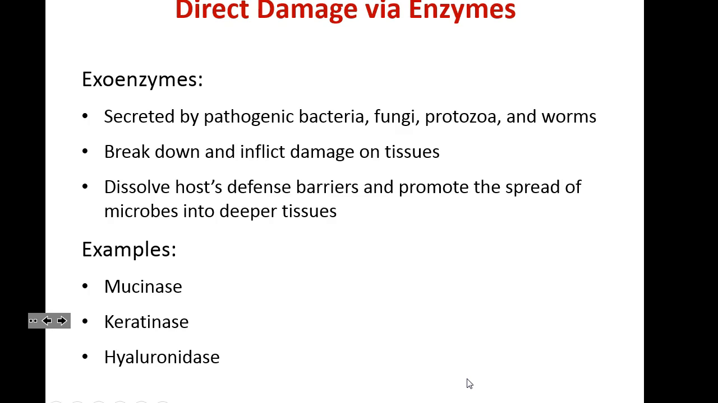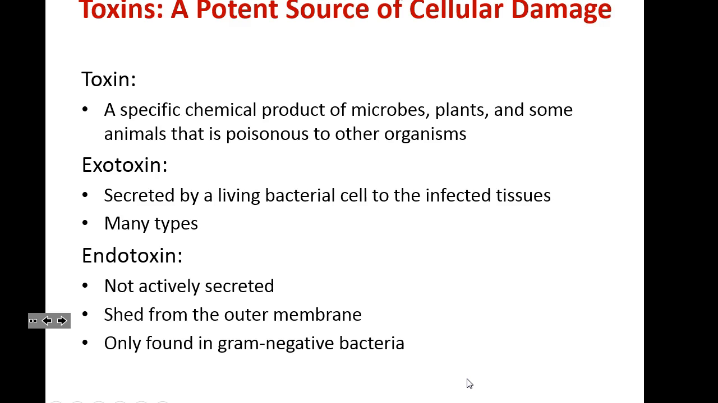Exoenzymes are secreted by pathogenic bacteria, fungi, protozoa, and worms. They break down and inflict damage on tissues. They dissolve the host defense barriers and promote the spread of microbes into deeper tissues. Some examples of these exoenzymes are mucinase, keratinase, and hyaluronidase.